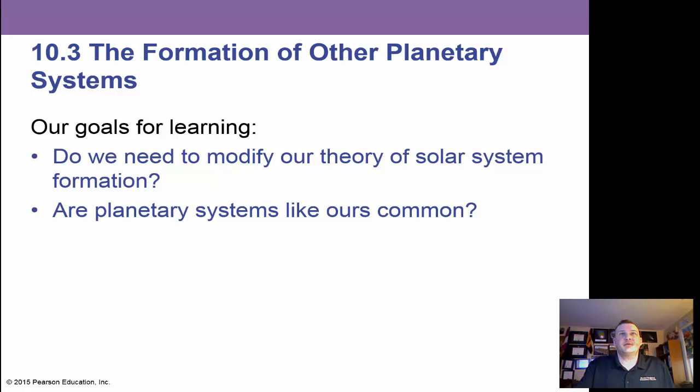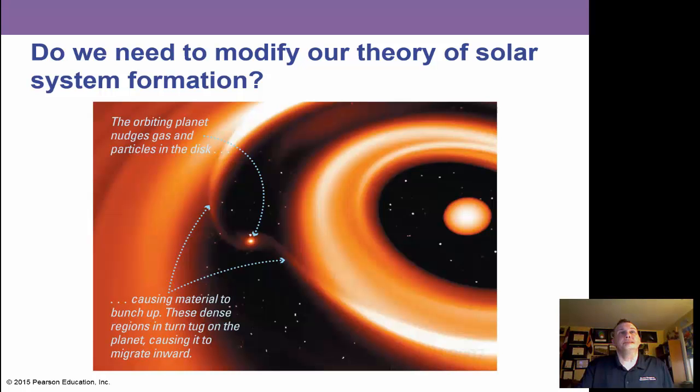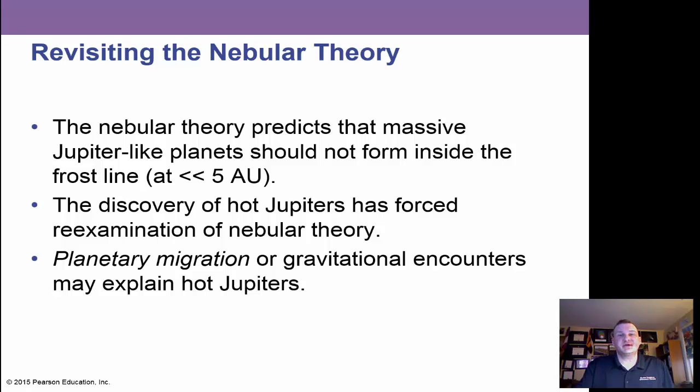And now we'll finish up with the formation of other planetary systems. Do we need to modify our theory of solar system formation, the solar nebula theory? And are planetary systems like ours common? So, revisiting the solar nebula theory, it predicts that massive Jupiter-like planets should not form inside the frost line at about 5 AU. The discovery of hot Jupiters has forced the re-examination of this nebula theory, and planetary migration or gravitational encounters may explain these hot Jupiters.